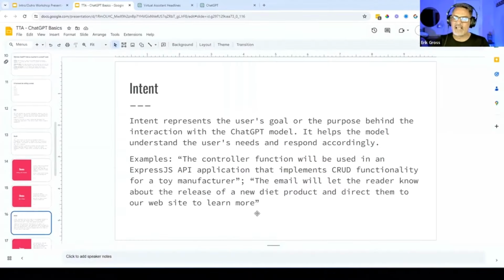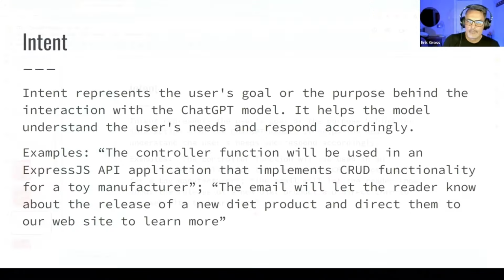And now let's talk about intent. Go ahead and read this. Now I'll explain some of the technical terms here. But intent is really like, why are you even doing this? What are you going to use this output for? We've covered what you want it to make. We've covered who you want the ChatGPT to pretend to be. Now we're explaining why. What are we trying to get done here?